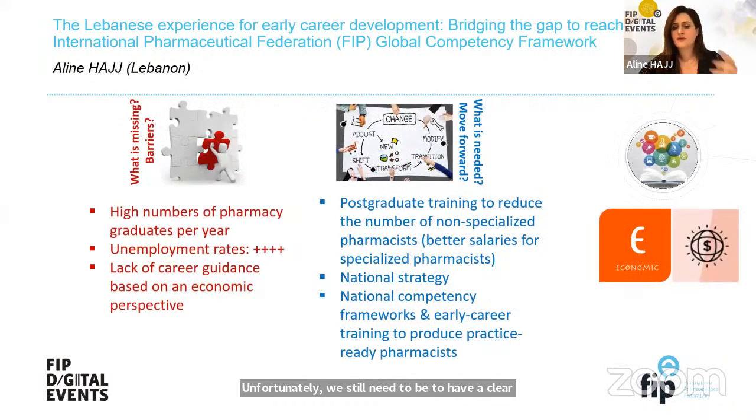However, if we move to the economic situation and issues, the main barriers related to the economic situation are that we have a high number of pharmacy graduates per year, we have high rates of unemployment, and unfortunately, we lack a career guidance based on the economic perspective. So we thought, what can be done to improve this section? We might have, for example, postgraduate training to reduce the number of non-specialized pharmacists, to have maybe better salaries for the specialized pharmacists. And of course, we need to adapt and implement the national strategy, including the early career training.